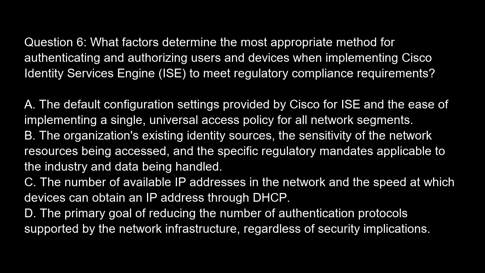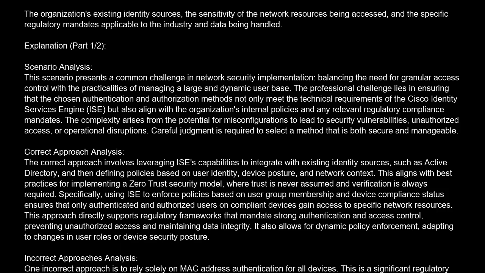Option C. The number of available IP addresses in the network and the speed at which devices can obtain an IP address through DHCP. Option D. The primary goal of reducing the number of authentication protocols supported by the network infrastructure, regardless of security implications. Correct answer is B. The organization's existing identity sources, the sensitivity of the network resources being accessed, and the specific regulatory mandates applicable to the industry and data being handled.